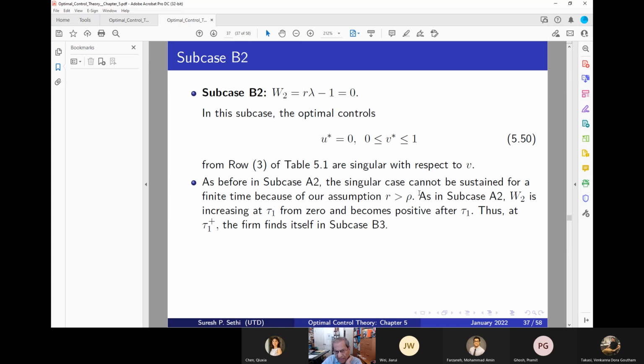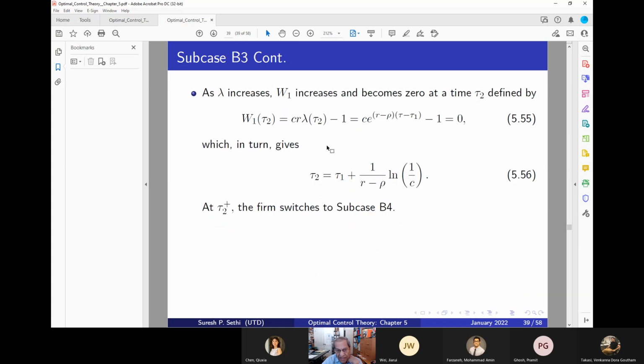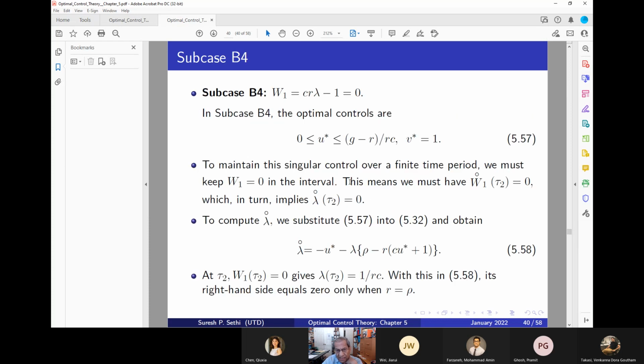It again requires the same analysis, as before. The singular case cannot be maintained for a finite time because of r bigger than rho. If r equal to rho, it can be maintained, but that we already ruled out. Okay, so we are now saying at tau 2, and this is the value of tau 2, the firm switches to case B4, and we also want to see whether the B4 can be maintained.